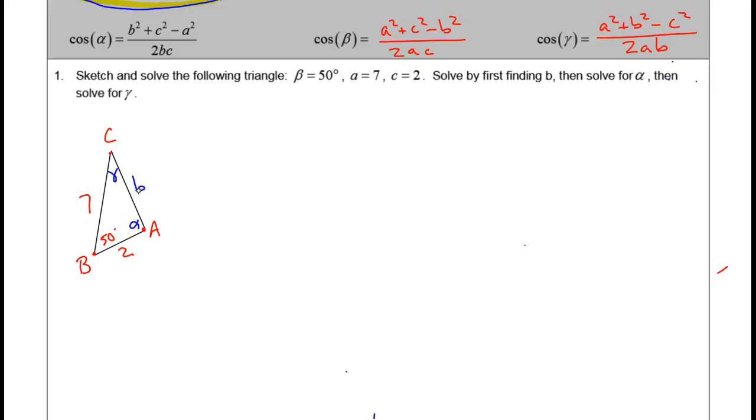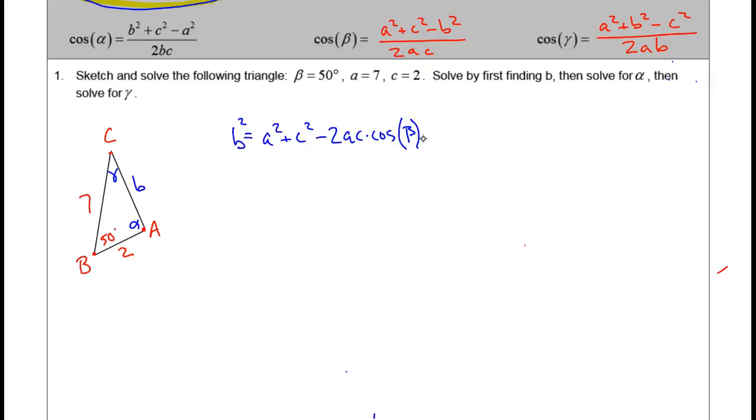So the problem here lays out the strategy we should use. It says solve by first finding b. So I know two sides and the angle between them. I can find the side opposite them by using the law of cosines. So to find b, I can say that b squared equals a squared plus c squared minus 2ac times the cosine of beta.